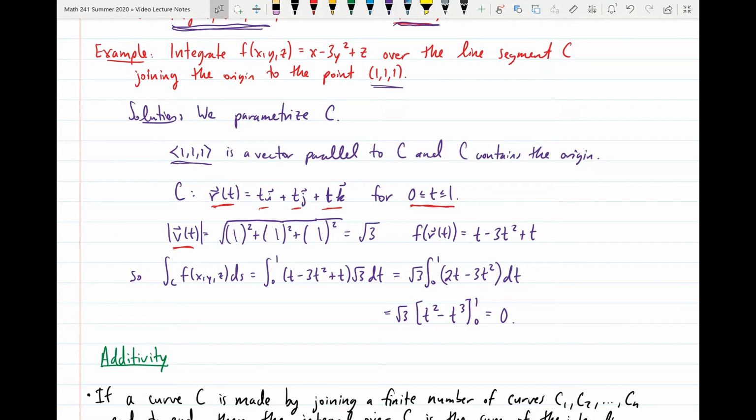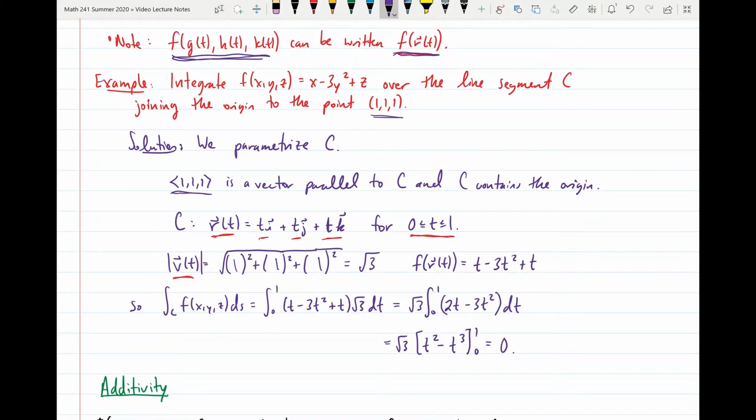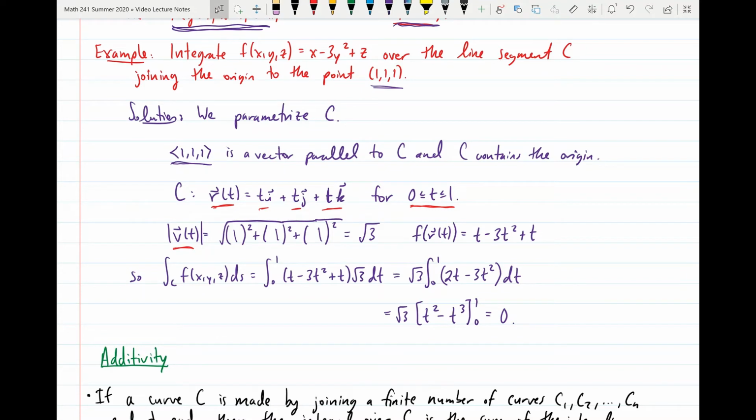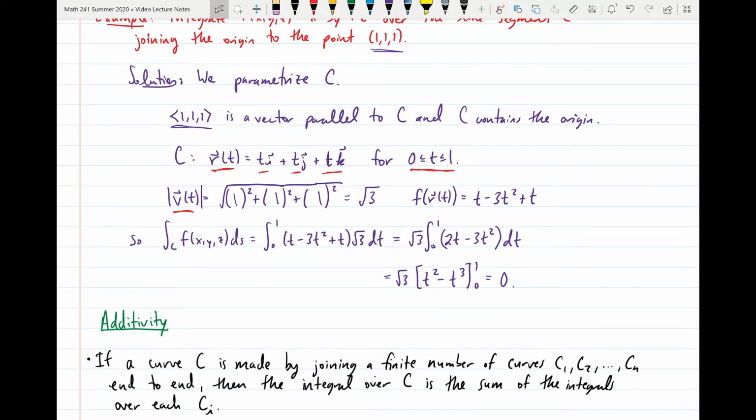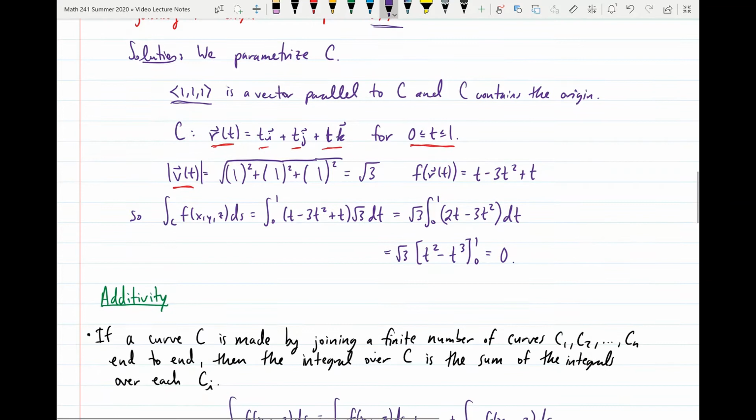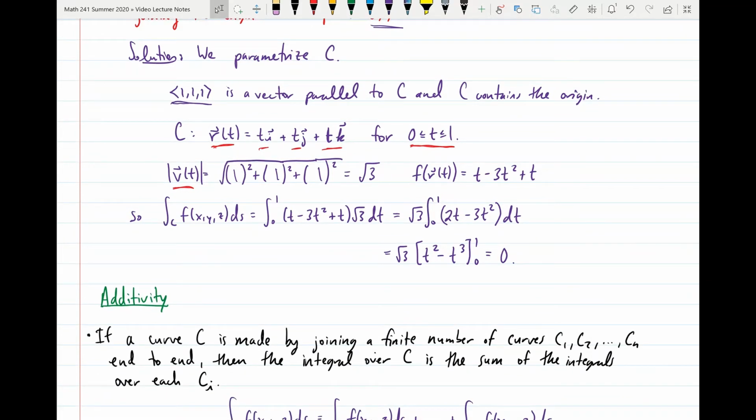We have to find a vector that is parallel to the line segment and then find a point that the line segment contains. So using the fact that the line passes through (1, 1, 1) and the origin, we find that the vector (1, 1, 1) is parallel to the line segment C. And we also know that C contains the origin, so that'll give us a parameterization right away. We can write C as r of t equals t i plus t j plus t k, where t is running from 0 to 1. And after that, we want to find a function for the magnitude of the velocity.